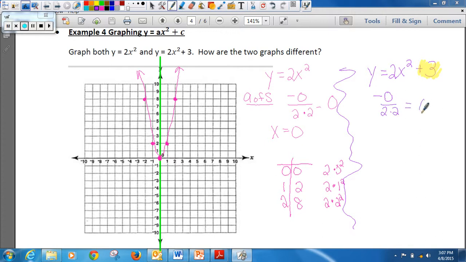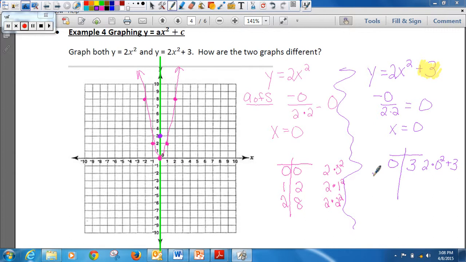So again, my axis of symmetry is going to be x equals 0. So the axes of symmetry are the same. That means my vertex is also going to be on that same line. So if I do 2 times 0 squared plus 3, I get (0, 3). Well, my other vertex is at (0, 0). This one's at (0, 3).